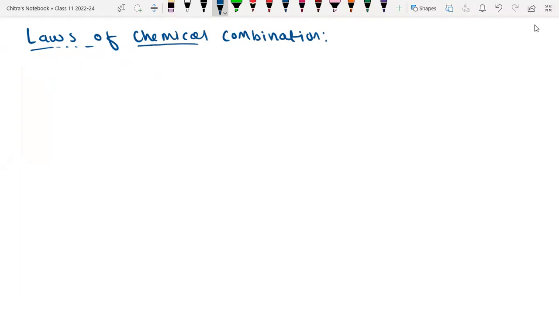New type means different in properties, like physical and chemical properties. The components which take part in a chemical reaction are called reactants. So I'm writing here, reactant. Those components that take part in a chemical reaction are called reactants, and they form the product. The final substance which is formed during the reaction is called the product.